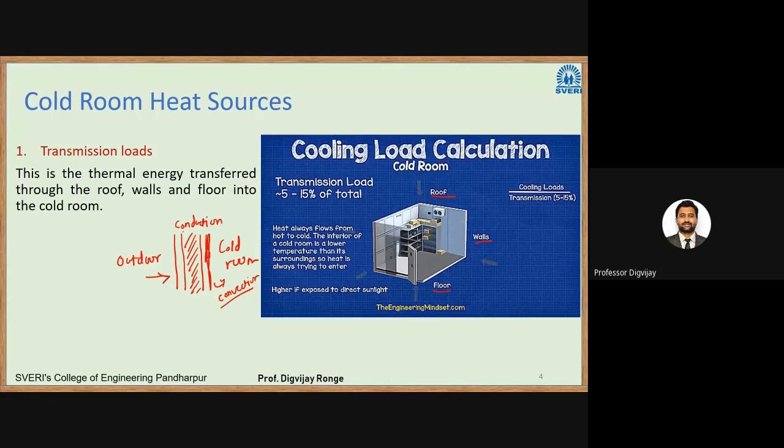Okay. So first conduction and then convection will occur, and heat will be transferred inside the cold room. So it will be transferred from the roof, from above, from the sides, that is walls, and it also can transfer through the floor.